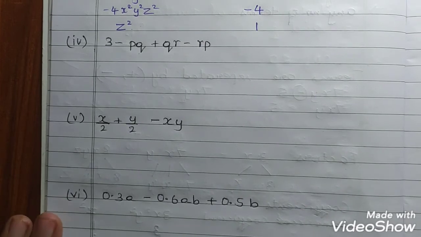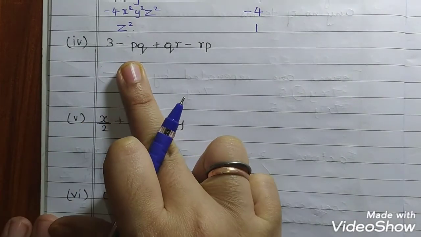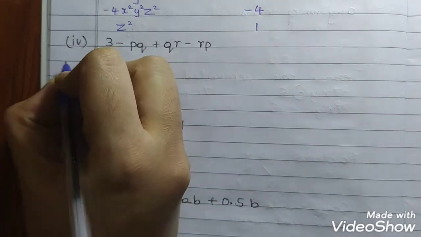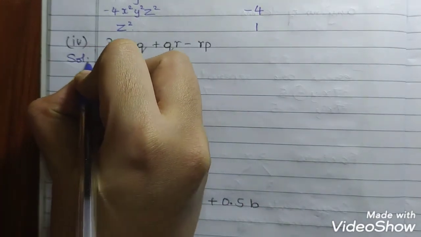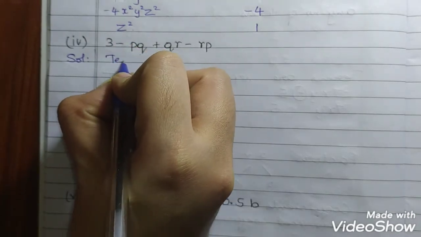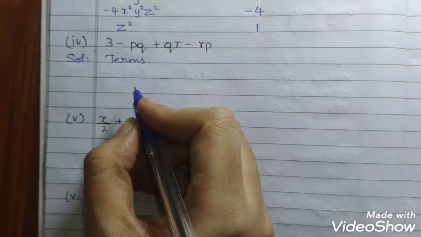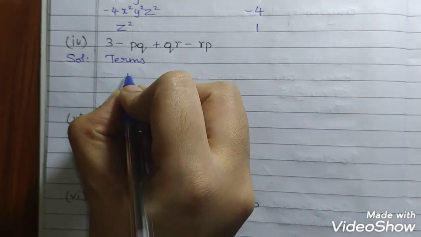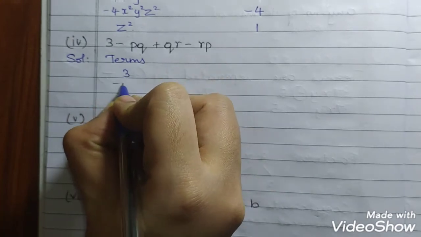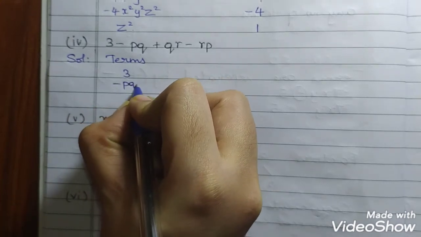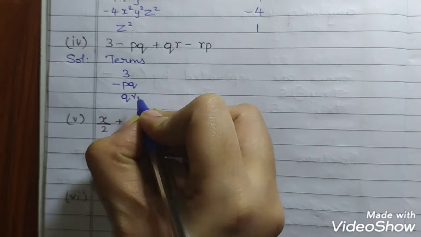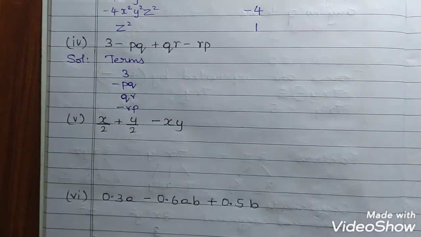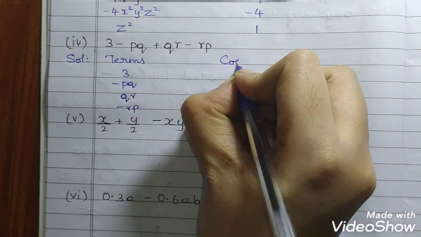Now the fourth question. 3 minus PQ plus QR minus RP. Okay. So we have to find the terms. What are the terms here? 3, minus PQ, QR and minus RP. Okay, 1, 2, 3, 4. 4 terms are there.